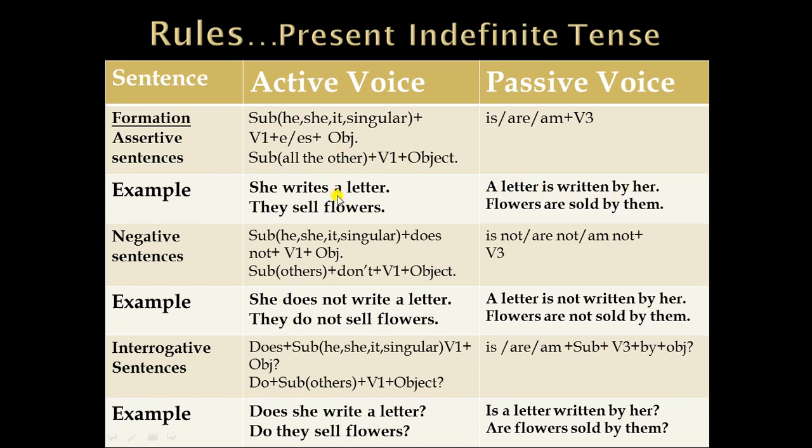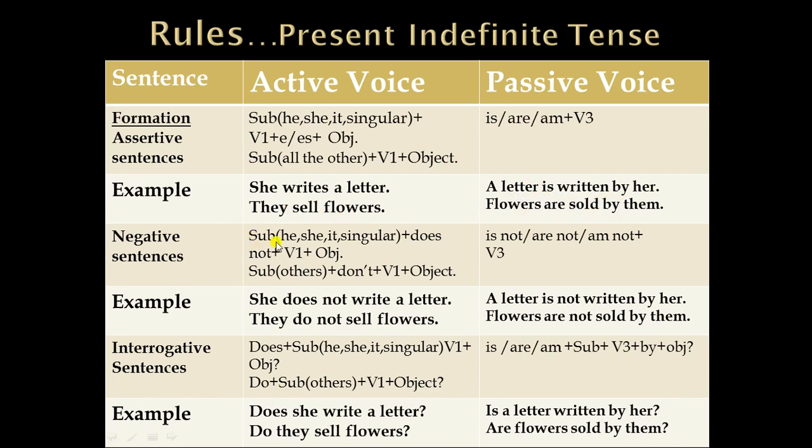A letter, you see that it was the object here. Now it has become the subject in passive voice. A letter is written in the beginning of the sentence. She comes as object in the passive voice as her. Writes is the first form of the verb written with s or es, but when we change it into passive voice, we use the third form instead of that, and we are using is as helping verb. So a letter is written by her. They sell flowers becomes flowers are sold by them.